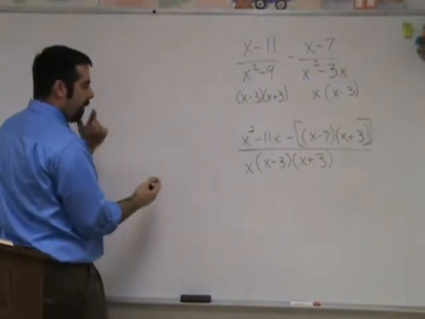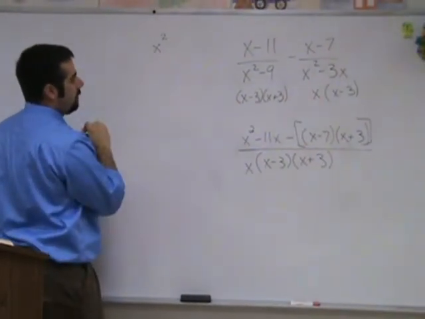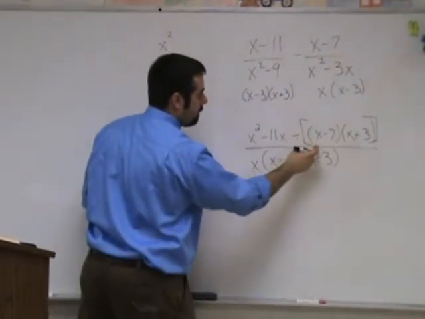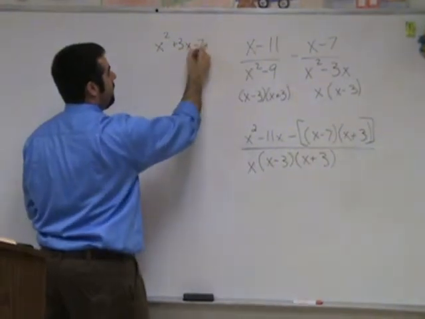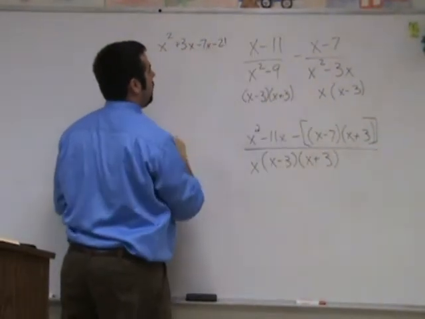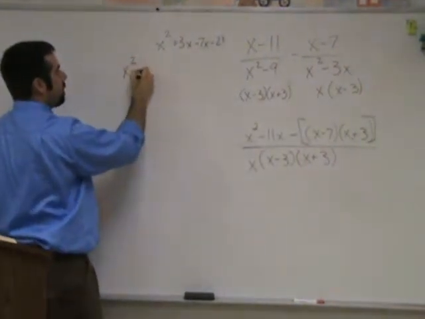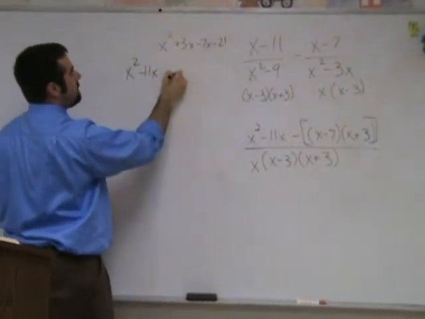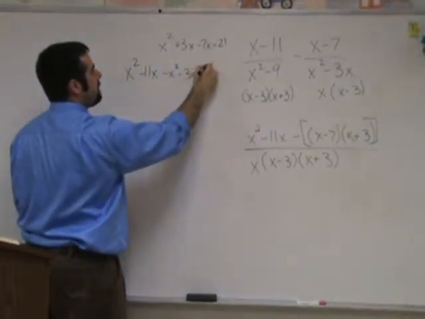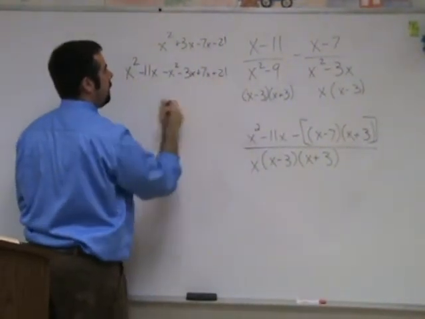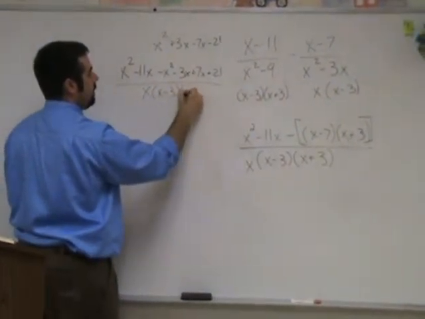All right, so let's go ahead and do the FOIL there. I've got x times x is x squared. All right. I've got my inner term and outer term. My outer term is 3x. My inner term is a minus 7x. My last term is the minus 21. Now remember, I'm subtracting that whole thing, so when I put it back in my fraction, x squared minus 11x minus the x squared minus the 3x minus the negative, so plus 7x plus 21, over x, x minus 3, x plus 3.